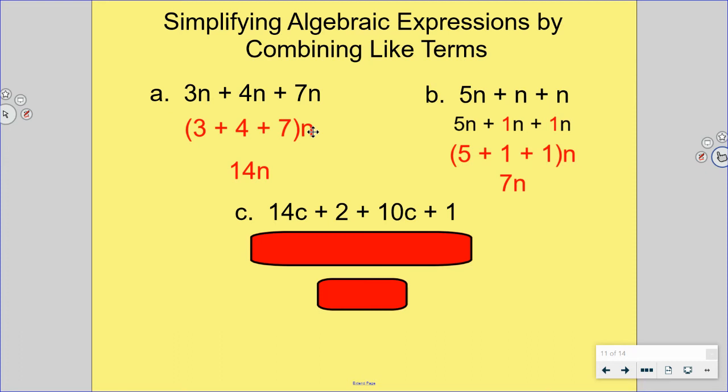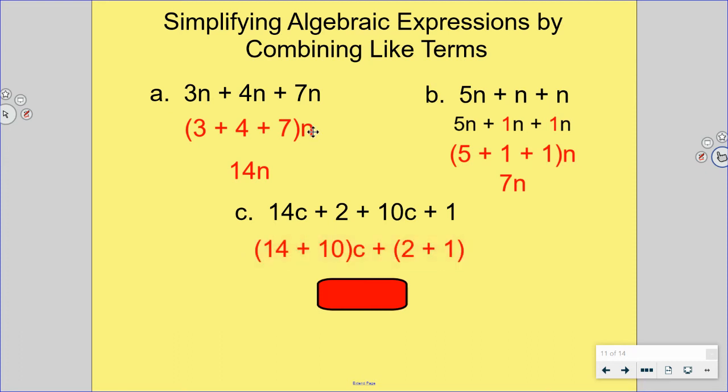Let's look at this bottom one. 14 c's plus 2 plus 10 c's plus 1. Let's group those like terms together. Let's put the c's together. 14 c's, 10 c's is 24 c's. But then there's a constant term. Why write plus 2 plus 1 when we could write 3? So I want you guys to think about that. The whole idea is to simplify our lives. Why write something in 3 separate terms when we could use the distributive property and combine those like terms?